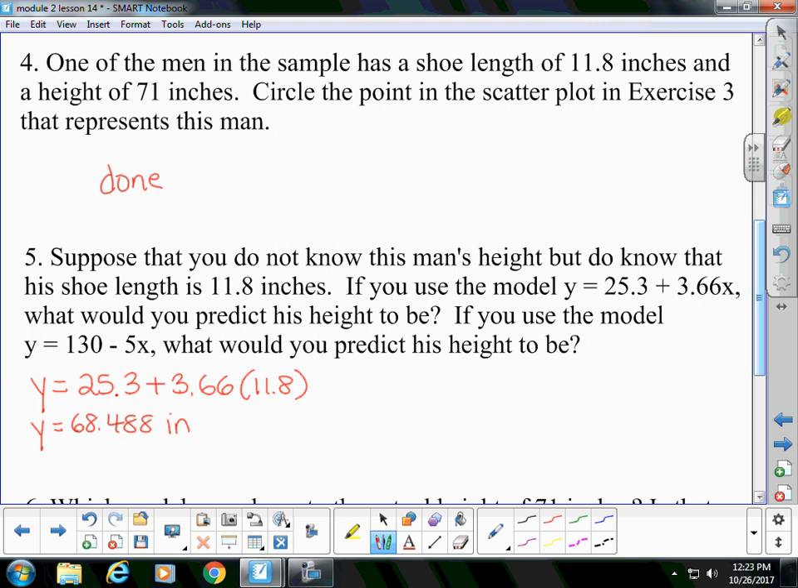And then it says, well, what if you use the model y equals 130 minus 5x? What would his height turn out to be? So let's go ahead and plug it into that equation. So 130 minus 5 times 11.8. That one's coming out to 71 inches. That one comes out exactly 71 inches.